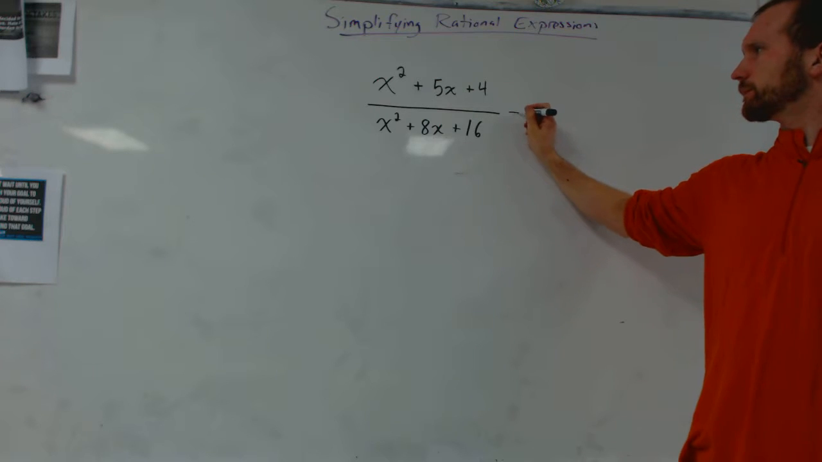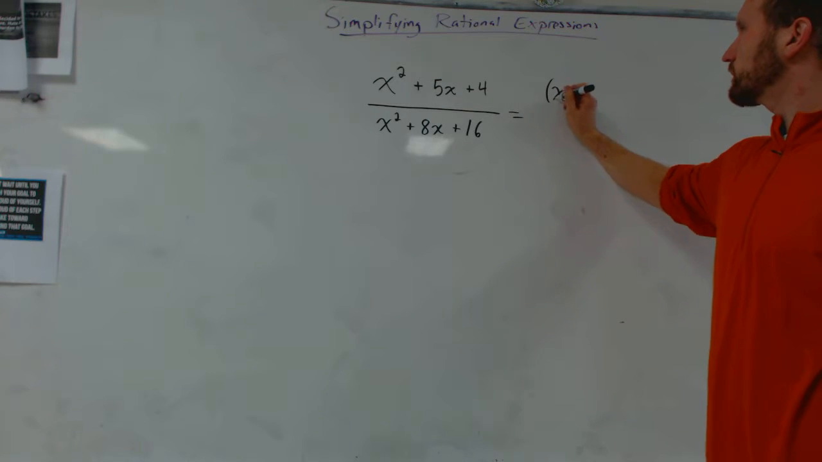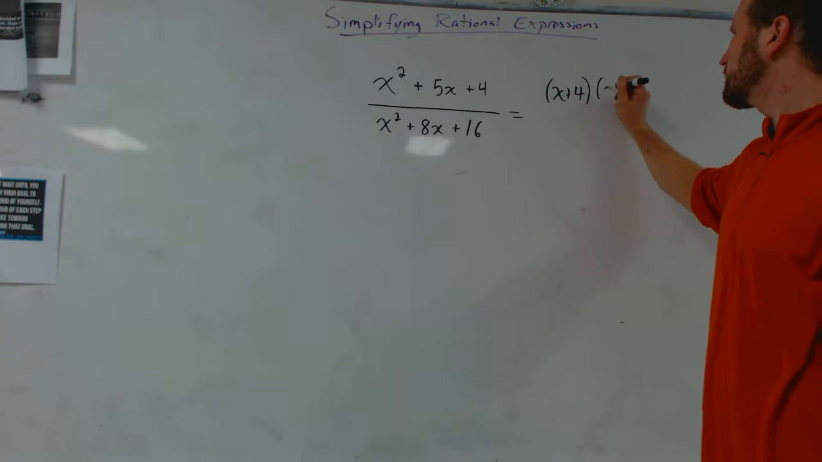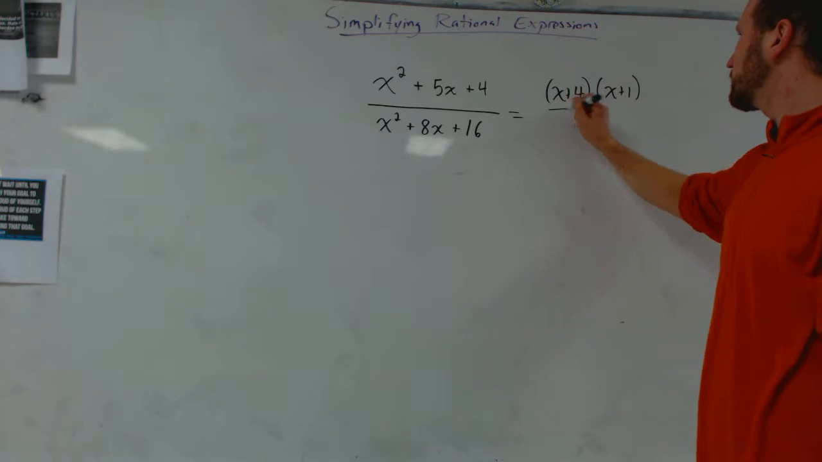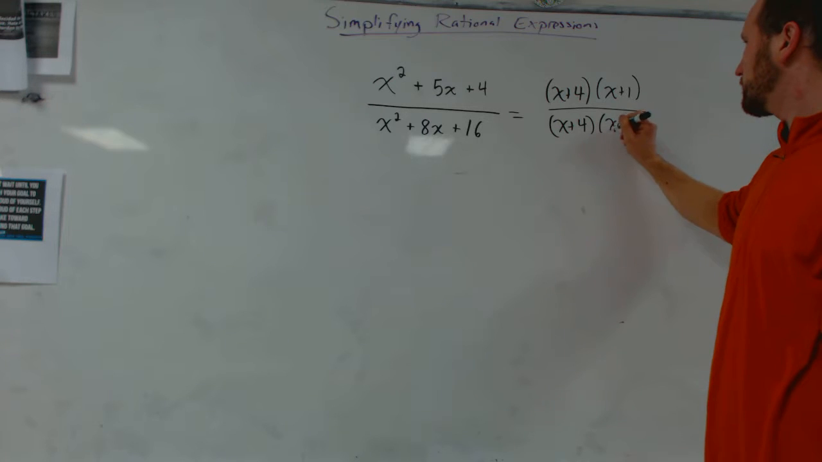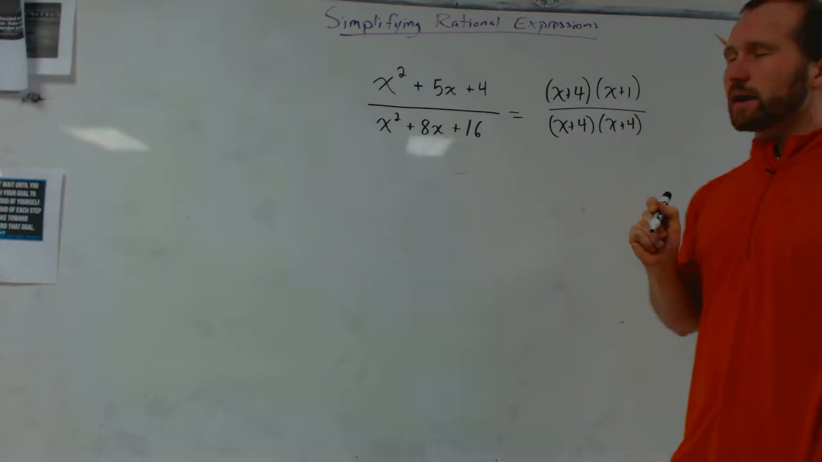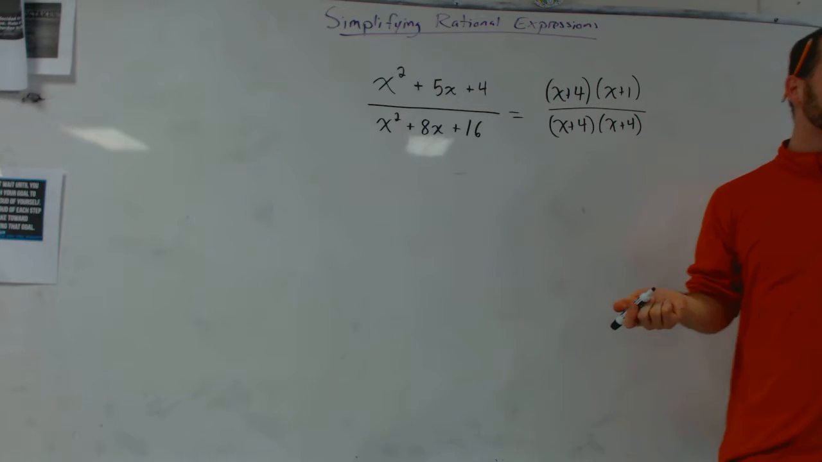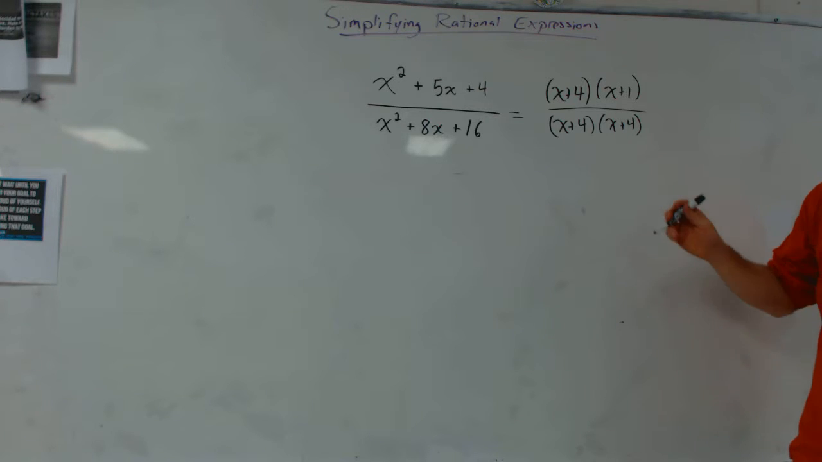The top is x plus 4 and x plus 1, and the bottom is x times x plus 8. Now what could we do? Cross out the x plus 4.